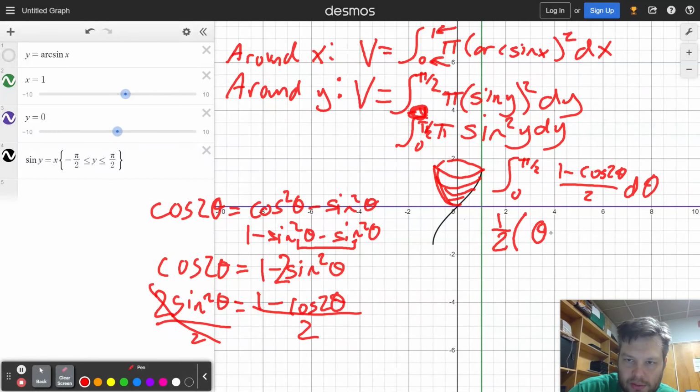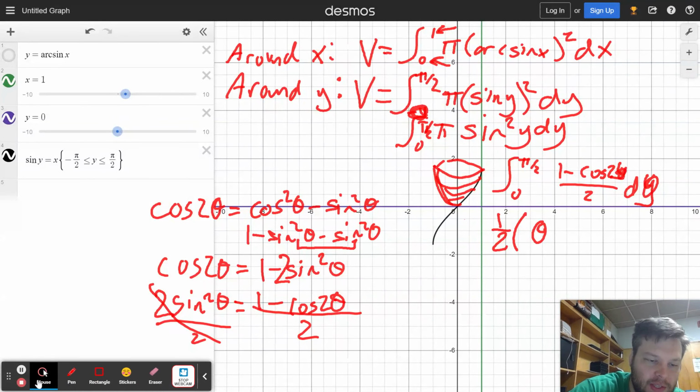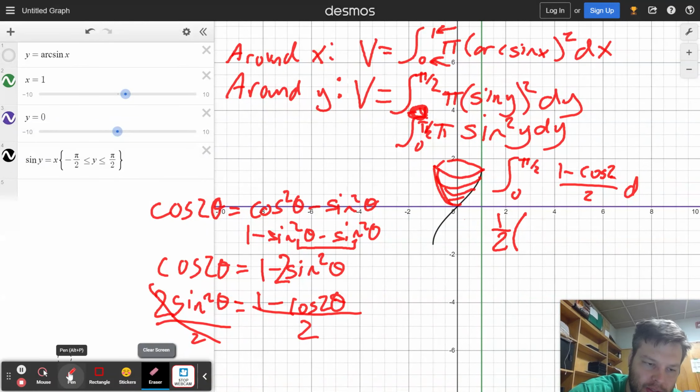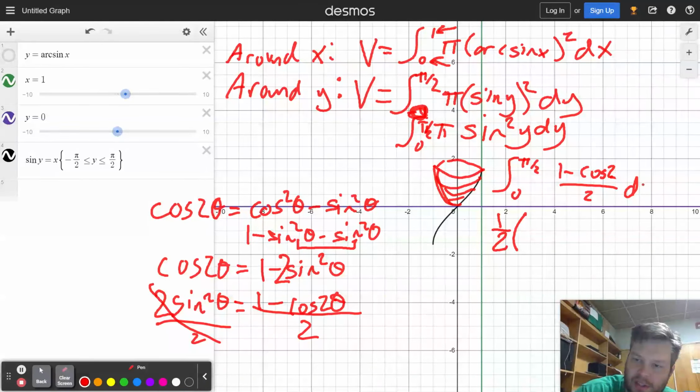Oh, I'm sorry. I switched to theta, and I should have just kept it as the letter y, because I didn't do a trig substitution. I just did a trig identity, and identity means it stayed exactly the same. So I don't need to switch my letters. I don't need to worry about what d theta is. I'm just going to use the letter y. So I have cosine of 2y.